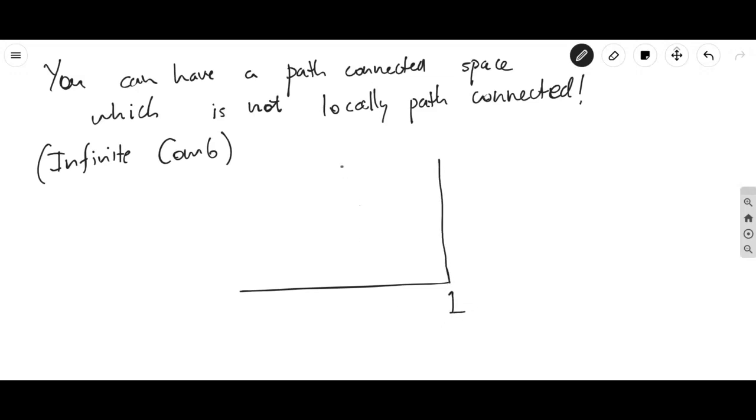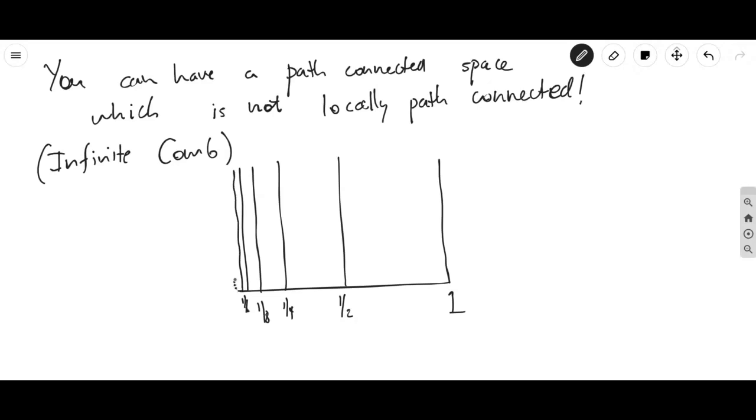So you draw something at 1, then you draw something at a half, then at a quarter, then at an eighth, then at a 16th, and then at 1/32nd, and you keep on doing this. It sort of goes like that forever. And you just keep on attaching an infinite number of combs like that. And the space is path connected, because if you pick a point on this piece of the comb, and you pick a point on that piece of the comb, you can get to them very easily.